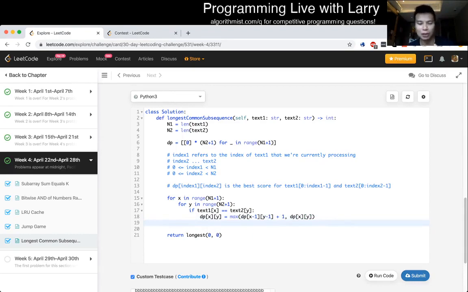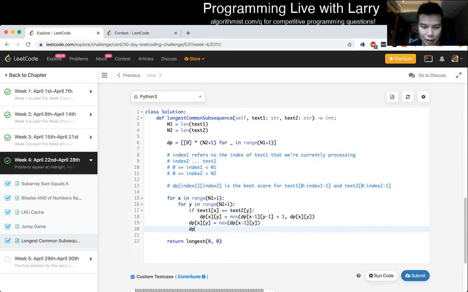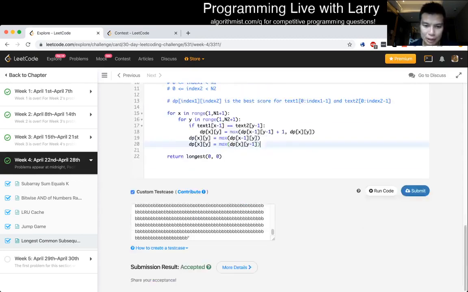But as you recall, we had 2 other cases where we said, okay, let's take the best from either one. So otherwise, dp of x y is equal to max of dp of x minus 1 y, and dp of x y minus 1. I might have an off by 1. Hang on. Yeah, so we actually have to start from 1 because otherwise you get zeros, and this is x minus 1, y minus 1 for that. And that's pretty much it.